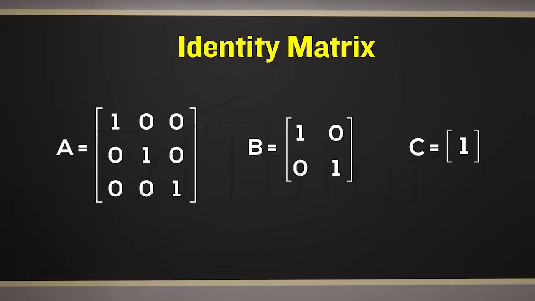Look at these. All of these are identity matrices with different orders: 3 by 3, 2 by 2, and this is of 1 by 1.